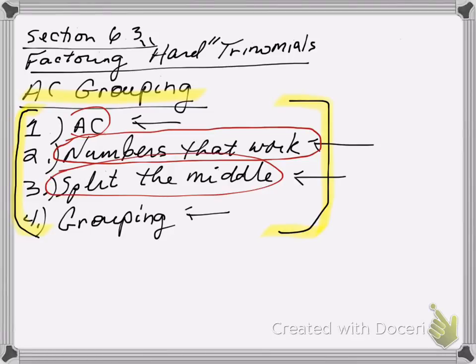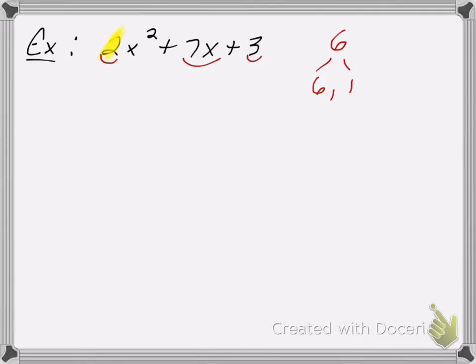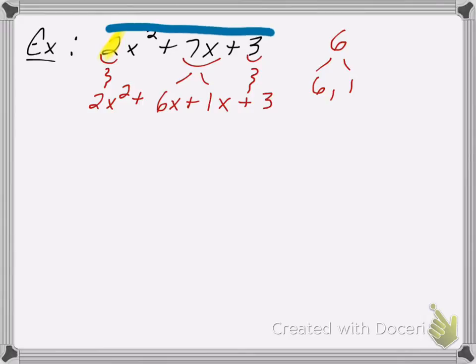Third thing is split the middle. What that means is take this middle term here and split it up using 6 and 1. Now since it is an x term, we're going to say 6x plus 1x. And what we do is we just bring the other numbers straight down. That will give us 2x squared plus 6x plus 1x plus 3. So you can see we've got the same problem, meaning this and this are the same problem. It's just that we chose to take 7x and split it in 2.